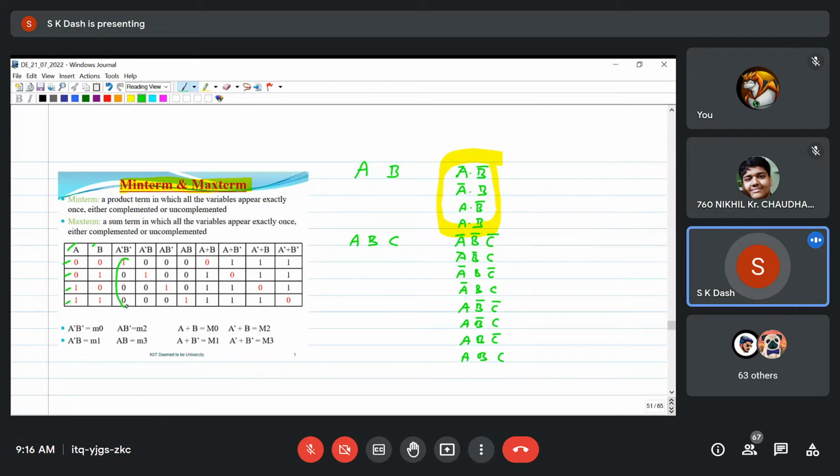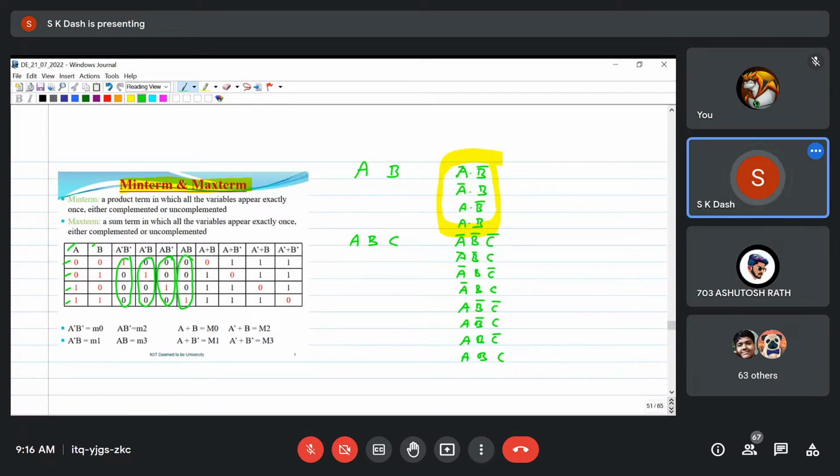see this. Is there any similarity? Any pattern? Yes, sir. What is the pattern? In the diagonal terms, ones are there. Okay. So you can say that diagonally they are 1. You can infer from that, these product terms are 1 only for a particular combination.